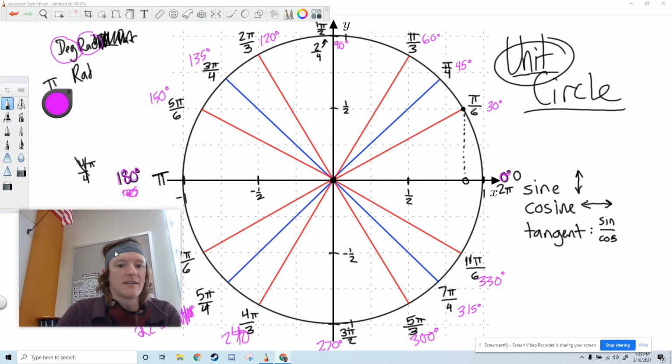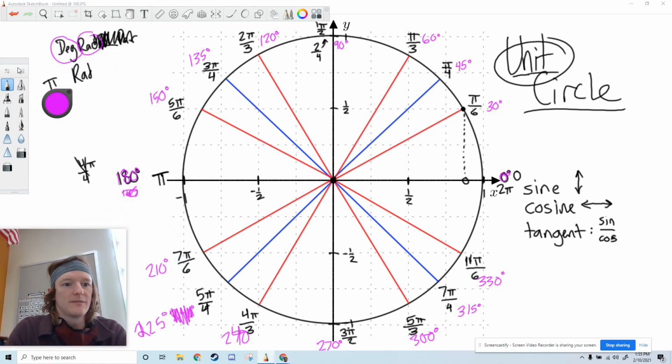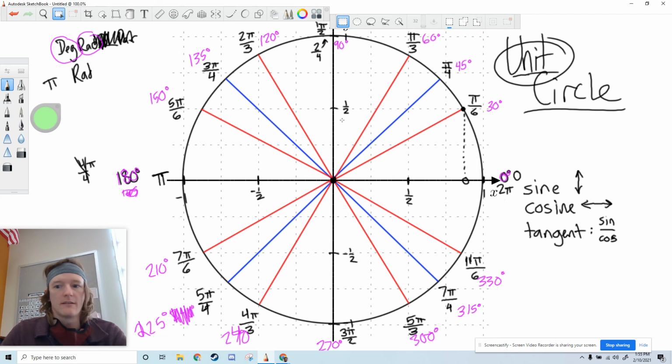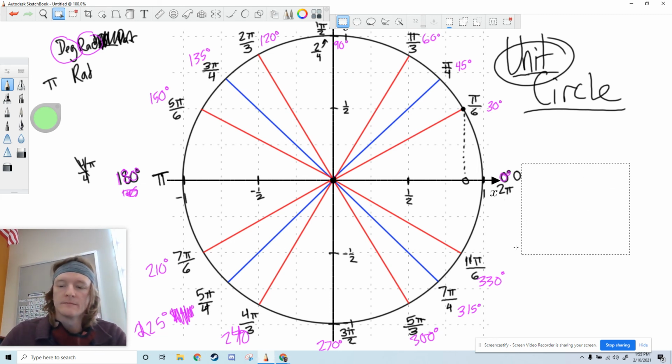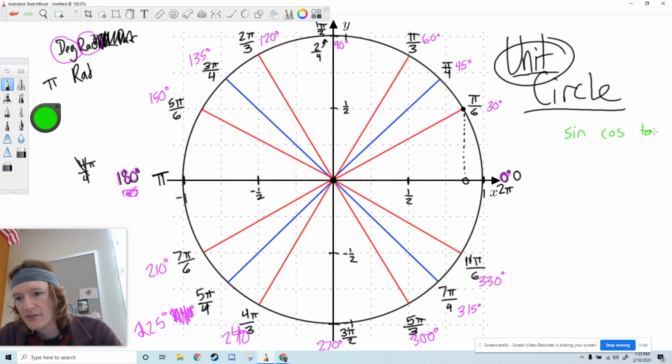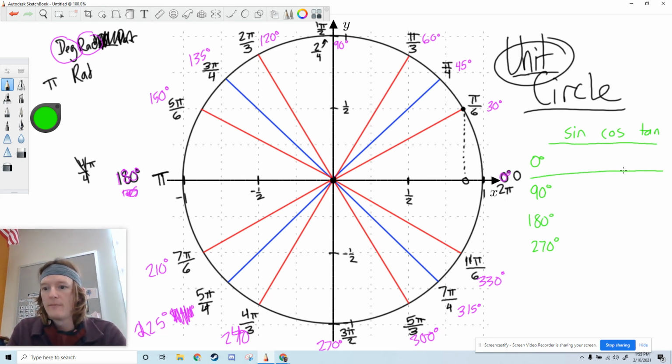Now, we're going to learn about sine, cosine, and tangent. So when I say the word sine, that means how tall our line is. I'm going to actually get rid of these two. Let's say we're going to do sine, cosine, tangent of 0 degrees. Let's do 0, 90, 180, and 270. And we could do 360 again, but it's going to be the same thing as what we have for 0.